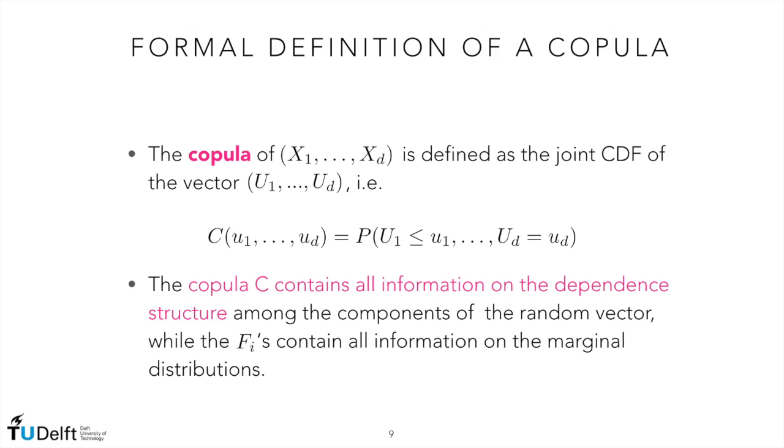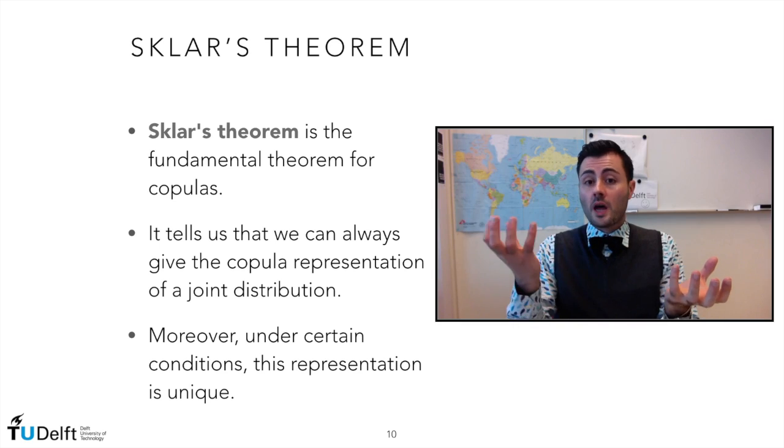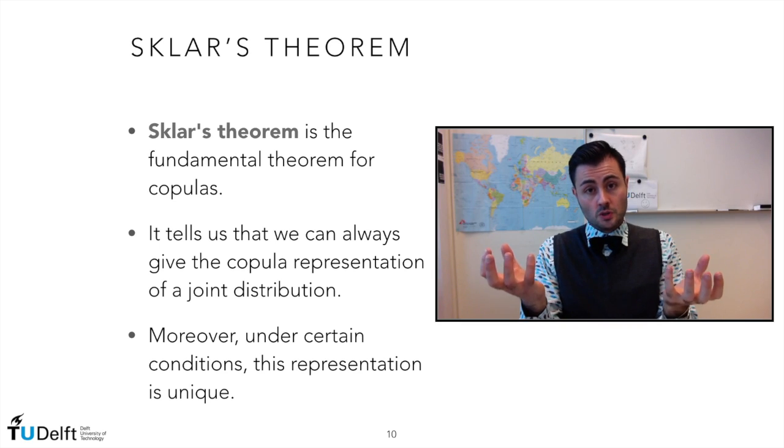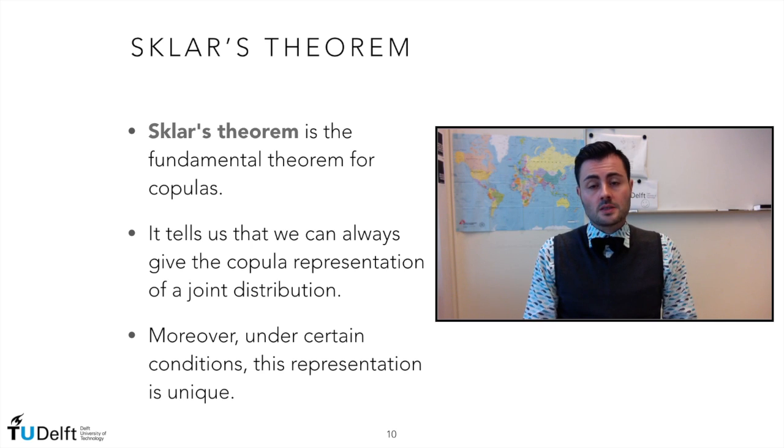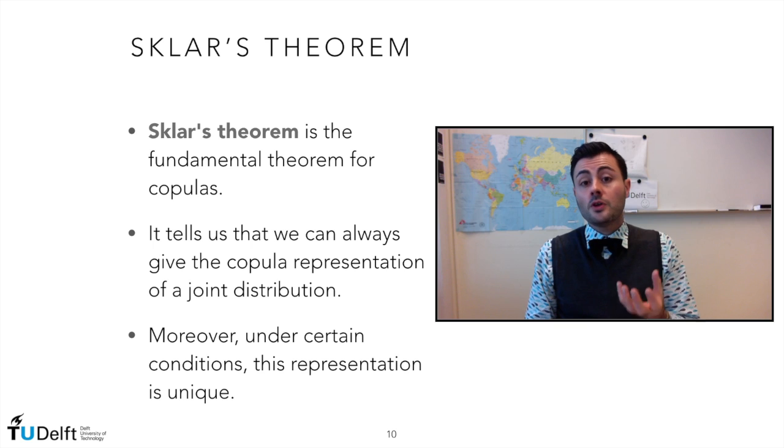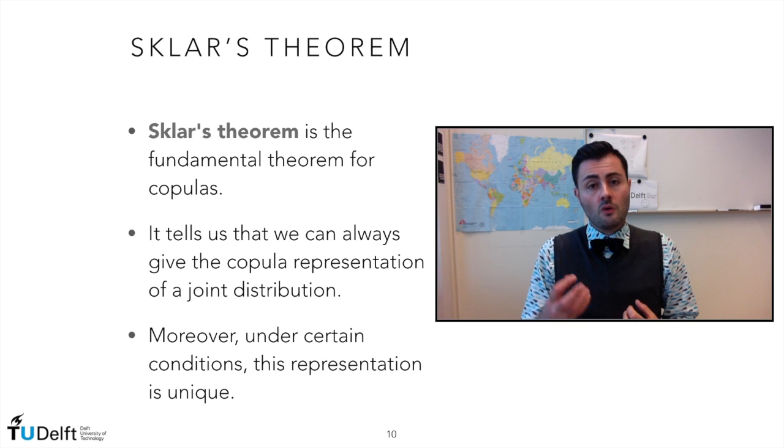Sklar's theorem is the most important theorem for copulas because it tells us that we can always give a copula representation of whatever joint distribution. So it's a very important result. And Sklar's theorem also tells us what conditions we need to fulfill in order to have a unique representation of our joint distribution.